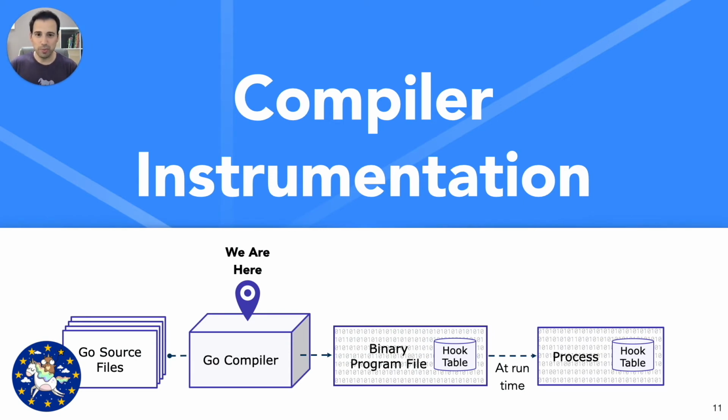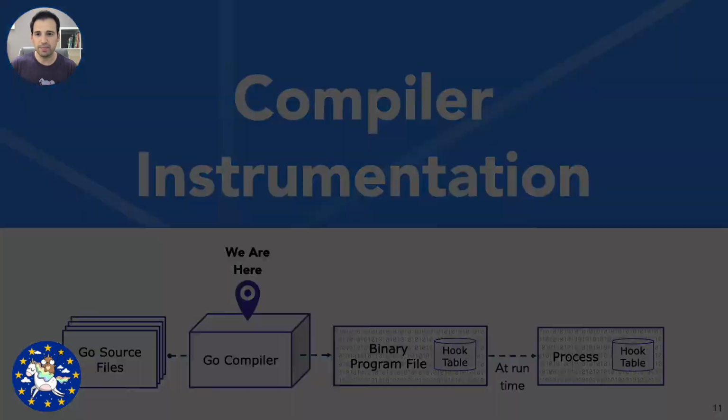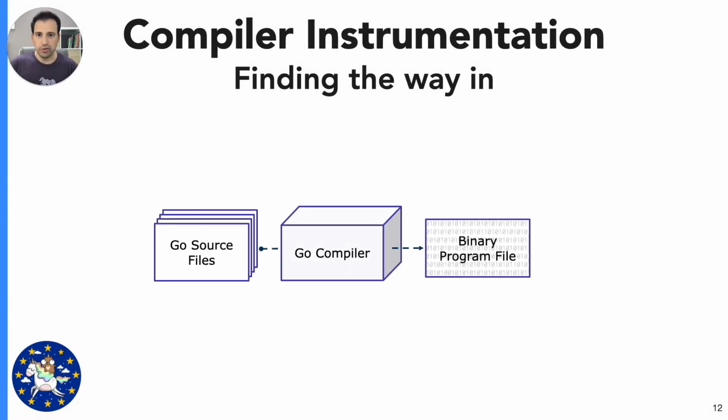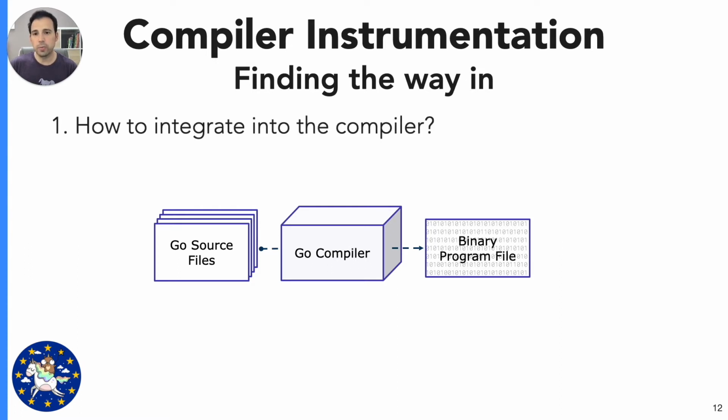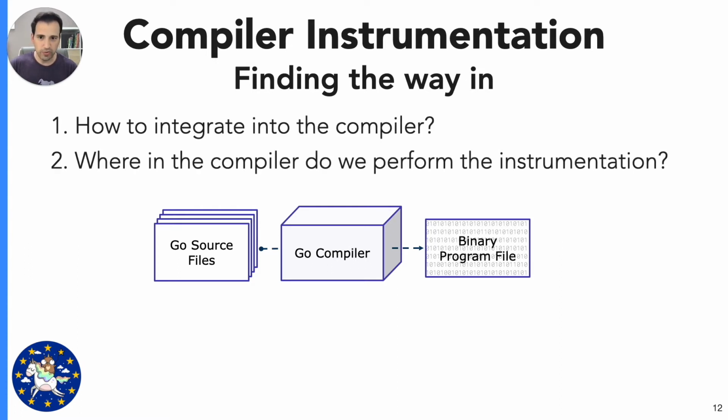So we'll start with the compiler instrumentation because this is the building block of our dynamic instrumentation technique. The big challenge in order to be able to add our compile time instrumentation is to figure out how to integrate into the compiler and where in the compiler we perform the instrumentation. So we need to take into account the compiler being used and the user experience we want to provide. In our case, we know that we're targeting the standard Go compiler and that we want the best possible developer experience because they are the ones who will integrate the solution.